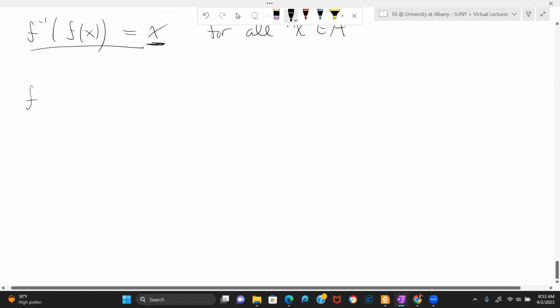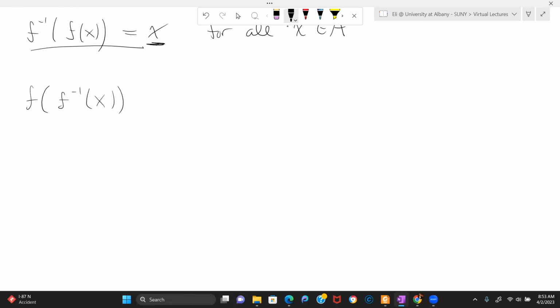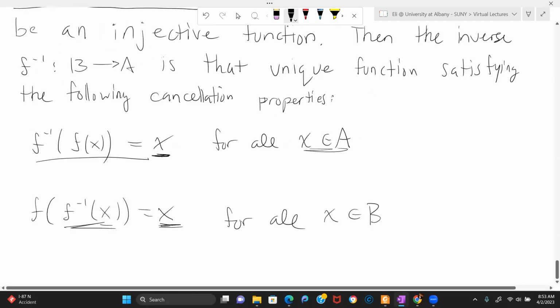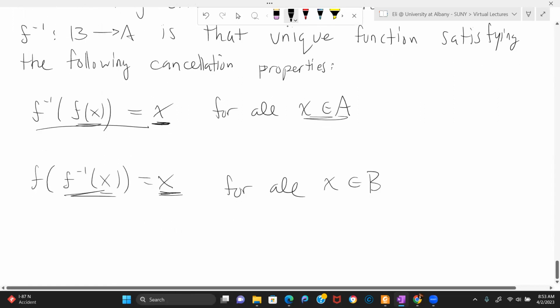And the other property is the composition in the reverse order. So you apply f inverse to x and then f to the result, and it doesn't do anything. It just sends the point to itself. And that's going to be for all x now in B, because B is the domain of f inverse. A is the domain of f. So this literally does say that f and f inverse undo each other. And f inverse is the unique function that has this property.